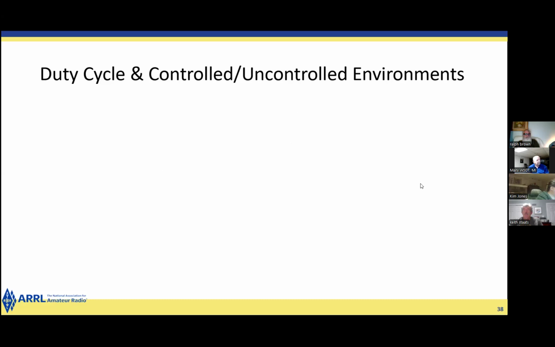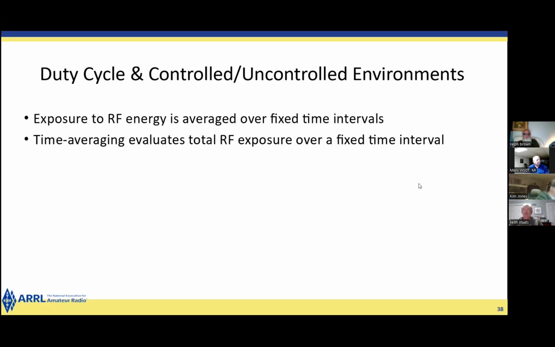And, oh, wait a minute. Keep going the wrong way here.